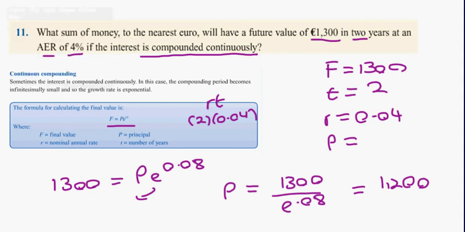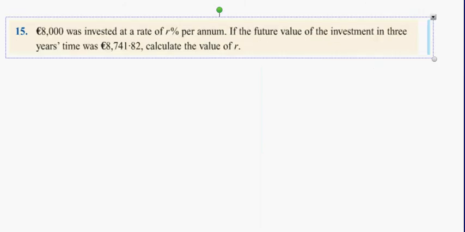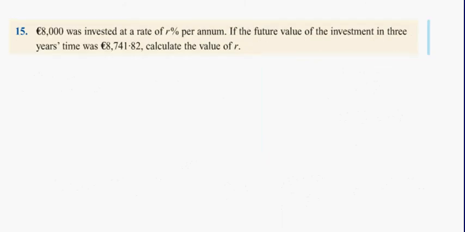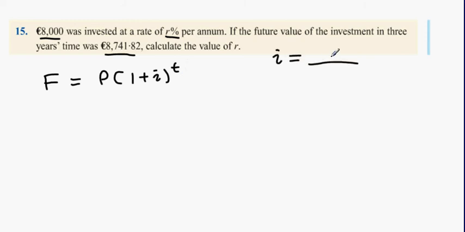Okay, so moving on. Question 15. 8,000 euros invested at a rate of R% per annum. The future value of the investment in 3 years' time was 8,741.82. Calculate the value of R. So remember, the future value equals the principal times (1 plus I) to the power of t. Now I is the decimal form of the rate.